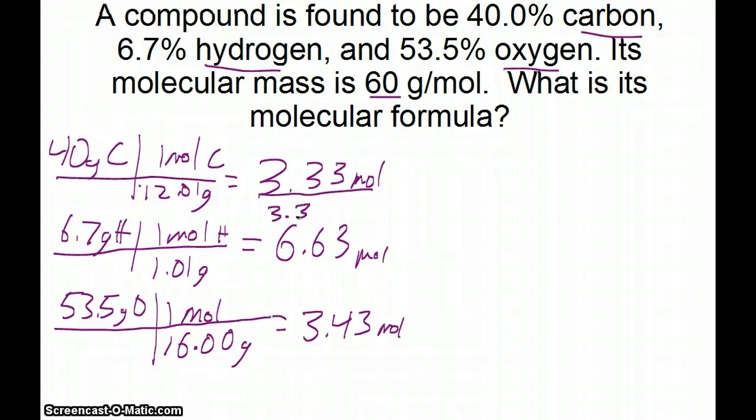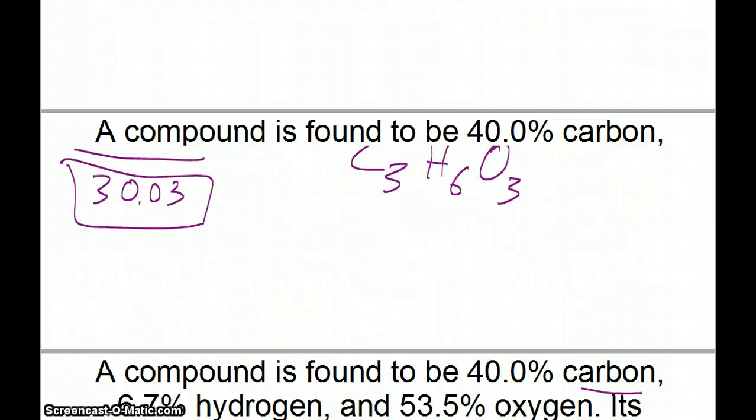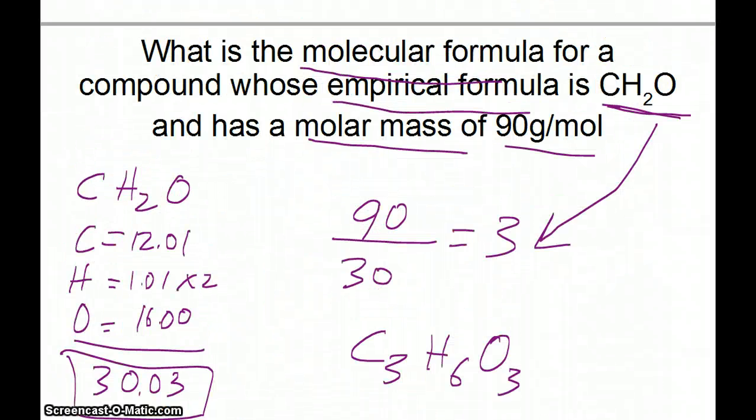So 3.33 divided by 3.33 and divided by 3.33. And we really don't even need a calculator for these here. Okay. That's going to be 1, that's going to be roughly 2, and that's going to be roughly 1. So our empirical is CH2O. Okay. Which is the same one that we had earlier in the previous problem. Same empirical formula as before.